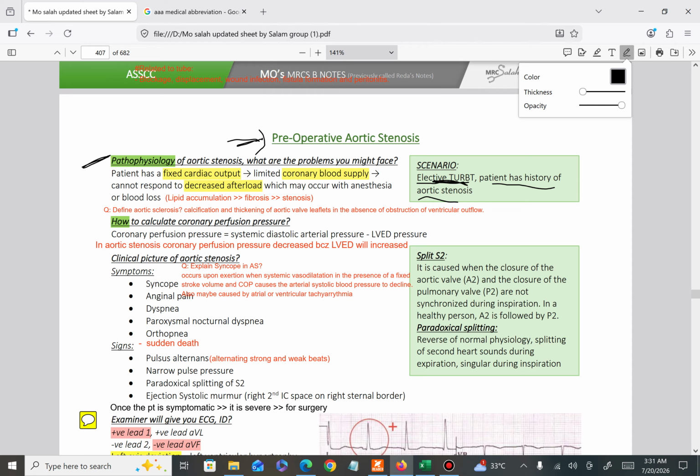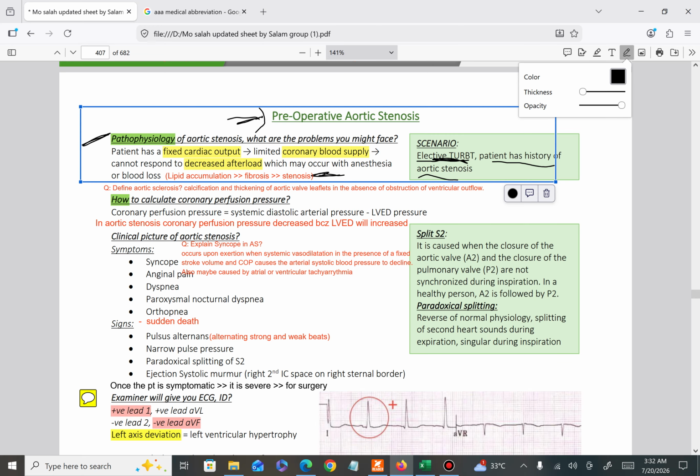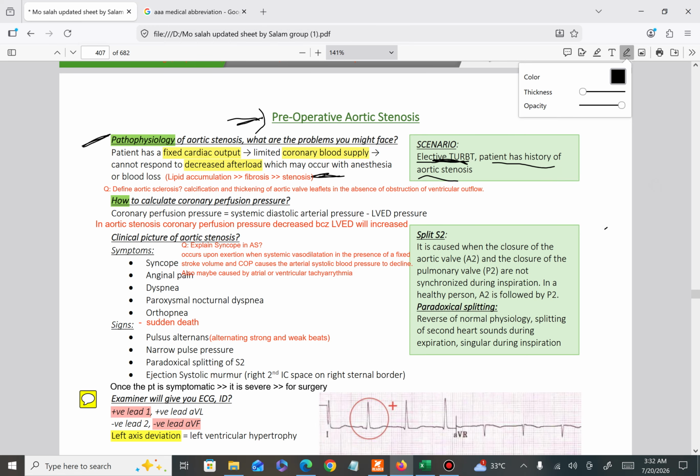We already discussed it in the pathology lecture of the station of the aortic stenosis, that in the aortic stenosis there is lipid accumulation, then there is fibrosis, and then there is stenosis. So lipid accumulation leads to inflammation, then fibrosis, and then stenosis. And the fibrosis in aortic stenosis causes a fixed cardiac output and fixed stroke volume.